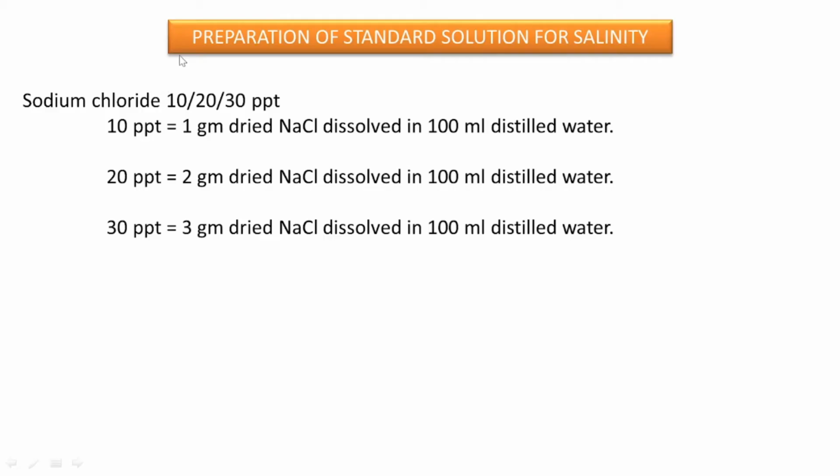Okay, this is the preparation of the standard solution for calibrating salinity. That is different concentrations of sodium chloride, like 10, 20 and 30 ppt. How can we prepare a 10 ppt concentration of sodium chloride? By dissolving 1 gram dried NaCl in 100 ml. 20 ppt by dissolving 2 gram in 100 ml. 30 ppt by dissolving 3 gram dried NaCl in 100 ml. And here we have used 30 ppt NaCl.